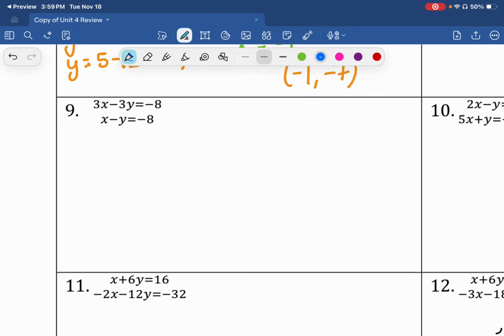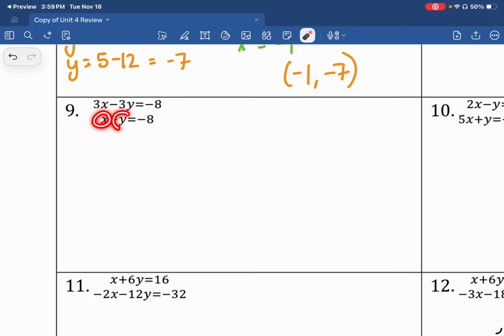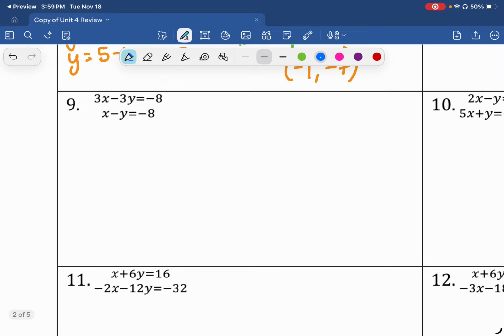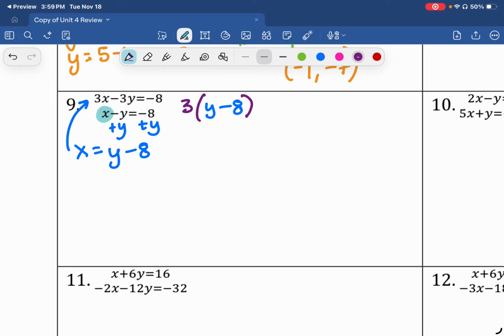So for number 9, the easiest one to solve for would be either x or y. When they both have a coefficient of 1, I usually pick the positive one if there is one. So in this case, I'm going to pick x. Now I'm going to solve for x. So I'm going to add y on both sides. X is equal to y minus 8. Then I'm going to plug that into that first equation. So we're going to do 3 times y minus 8 minus 3y is equal to negative 8.